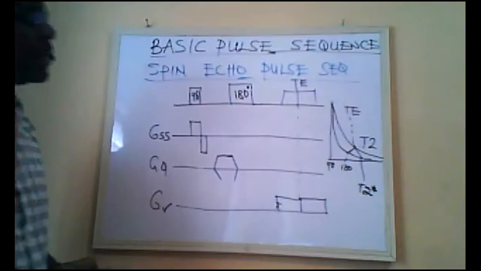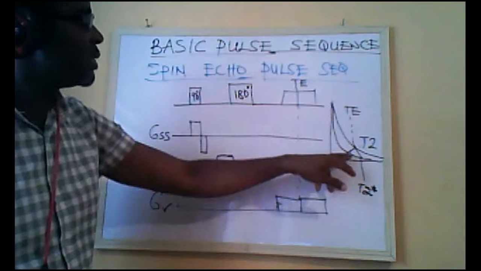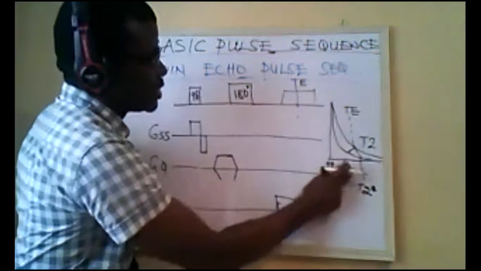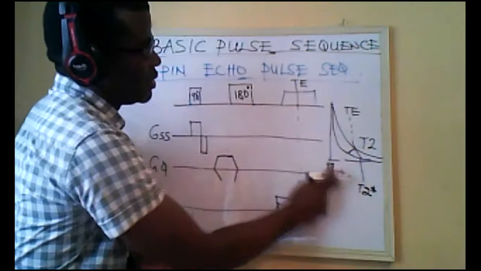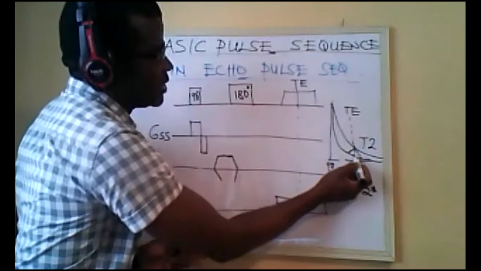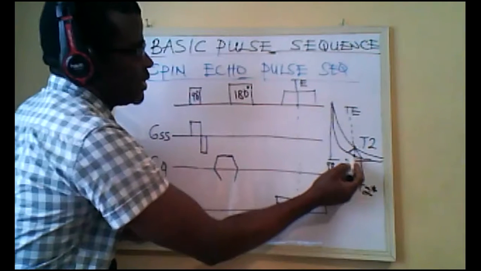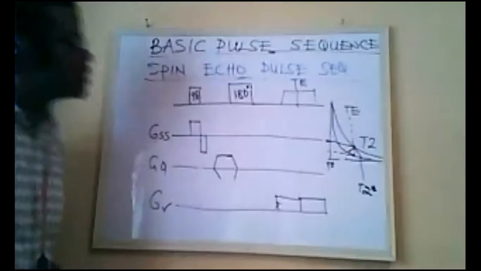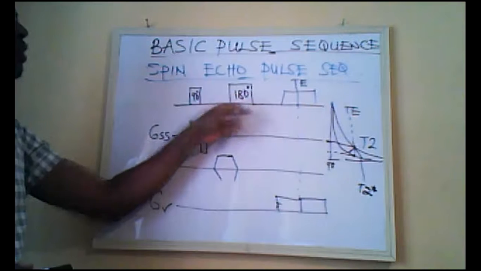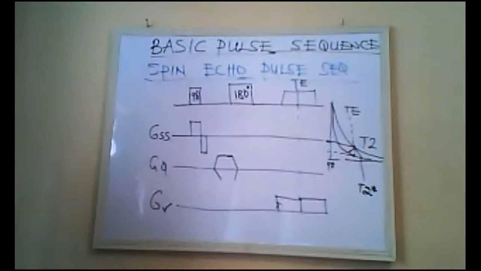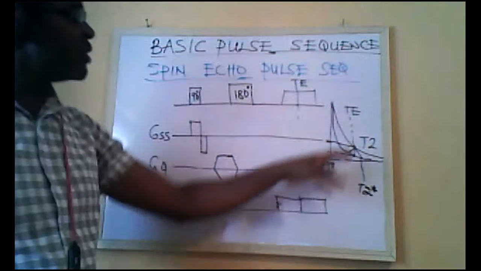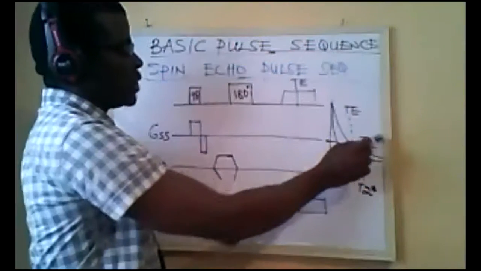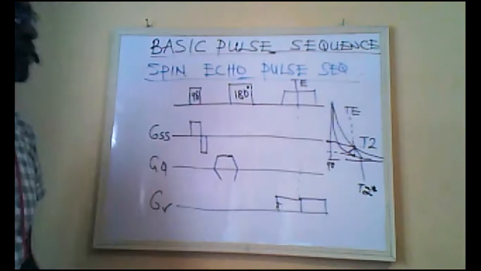But without our inverting RF pulse, if we just sample our signal here at TE, this is the signal we are going to get. This is the signal intensity, which will not be as large as this one. So this 180 degree pulse is introduced for a purpose, and the purpose is to make the spin echo decay dependent on T2 effect instead of T2 star effect.